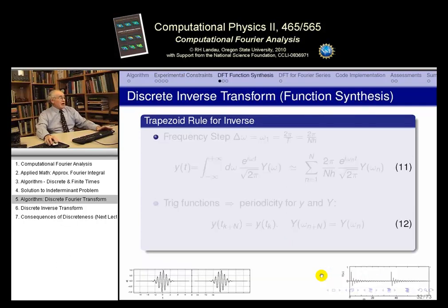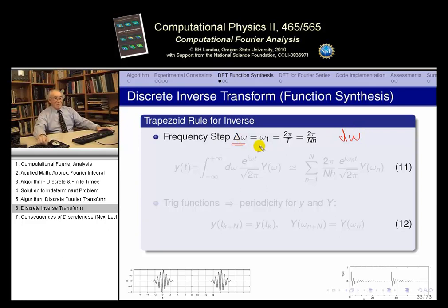Okay. If we look at the next slide, we'll ask, how do we actually use the same kind of notation to go backwards? It's the trapezoid rule for the inverse. Okay. What do we have? Well, we have an integral to do, and we have to evaluate the step size. So delta omega is, of course, like d omega when we do a continuous integration over frequencies. Well, the smallest omega for our problem is omega 1. So the equivalent of d omega is delta omega, but the smallest frequency we have, which is the frequency step, is omega 1. And that's 2 pi over T, which is just 2 pi over N h.